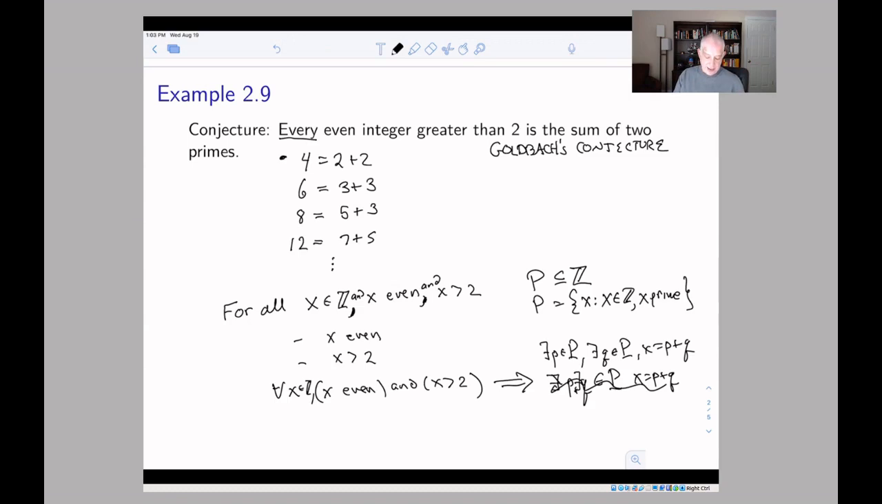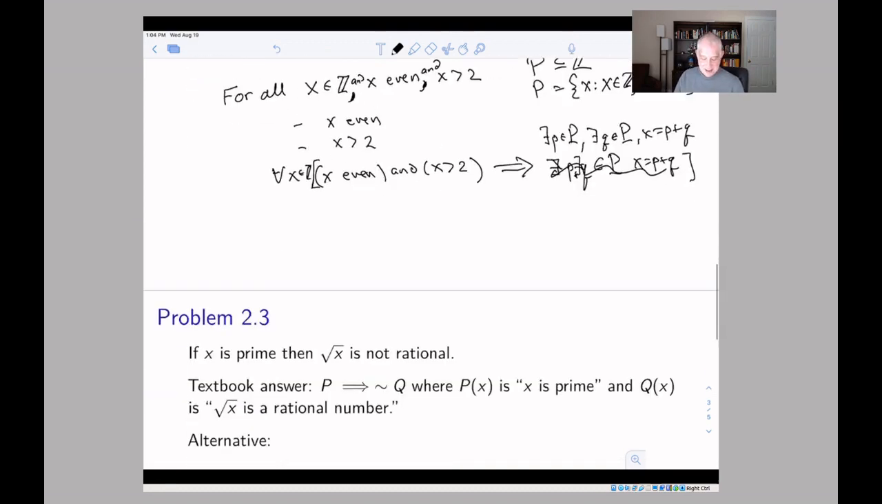So again, we're in a situation where we have an implication where we have a universal quantifier over the whole implication. And if these two conditions are true, then we need to find something that exists, p and q. So we don't know what p and q are. And in fact, as I said, this is still an open question. There are other ways of writing this. The book gives a slightly different approach. So you should probably look at that. But of course, since you're reading the textbook, I don't have to say that.